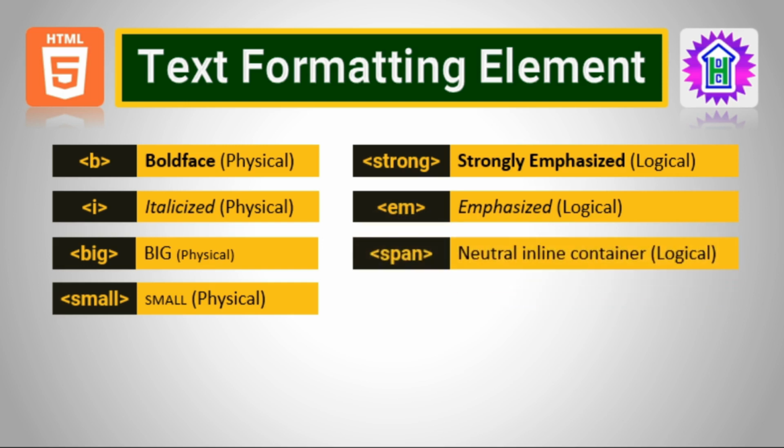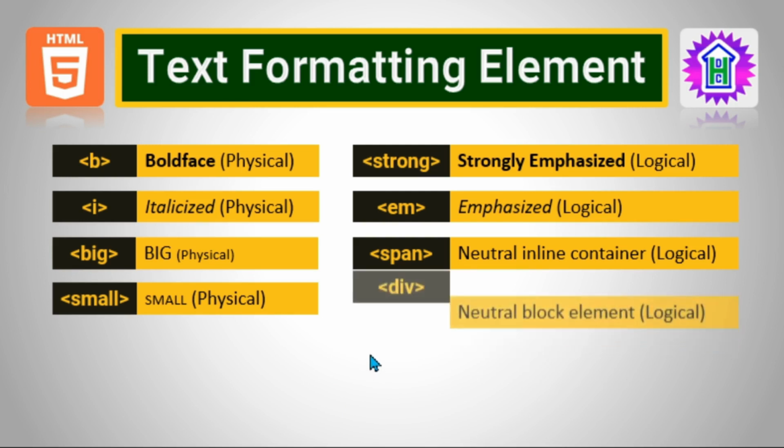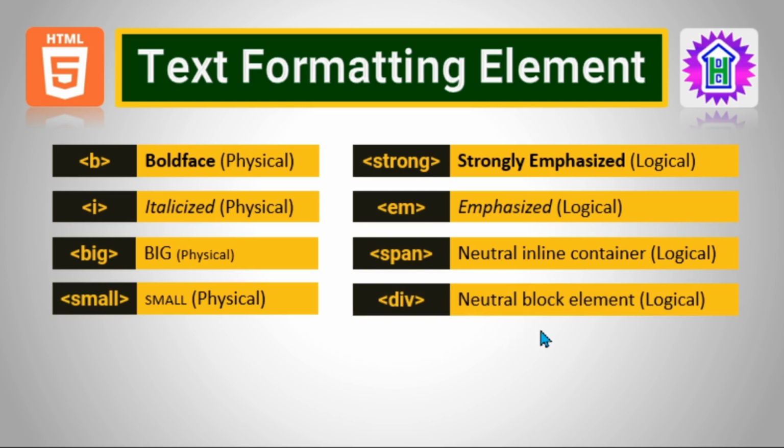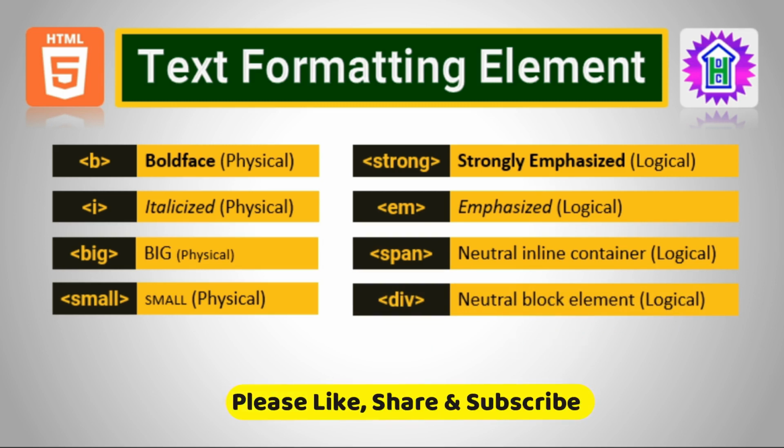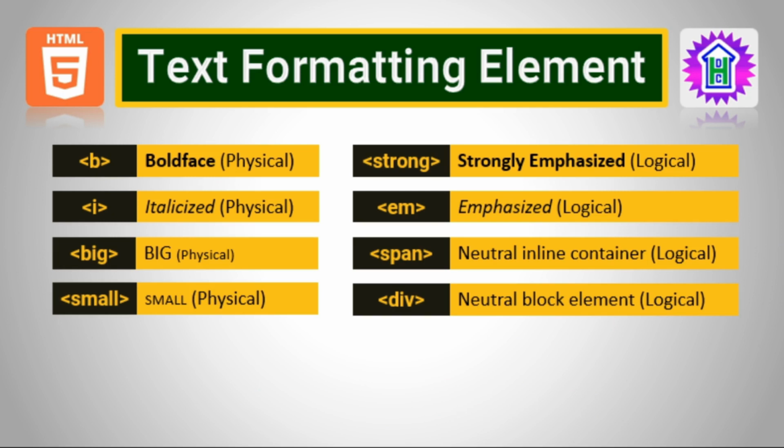Next tag will be span. Span is a neutral inline container. That means whenever we use span in a particular line, whatever we are writing within span can be highlighted or marked. But similar to span, with a little bit of difference, we have something called division or div. It is a neutral block element. So when we write div, if we don't specify its width, it covers the entire line. So it is displayed in block, not inline.